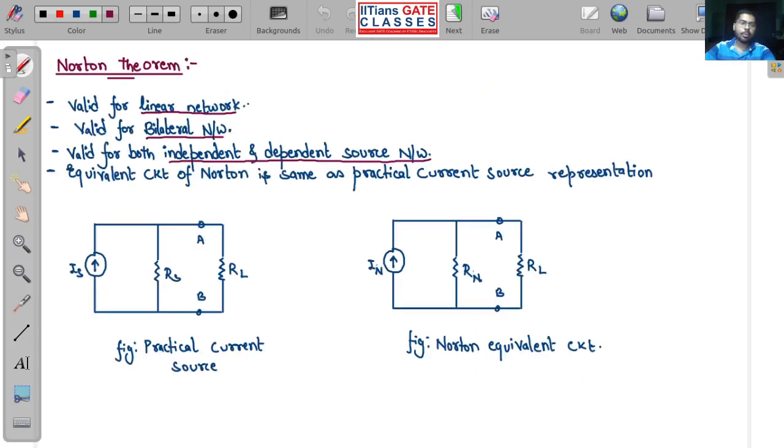So these 3 points you need to remember: Norton as well as Thevenin's theorem is valid for linear networks, bilateral networks, as well as for independent and dependent source networks. Okay.